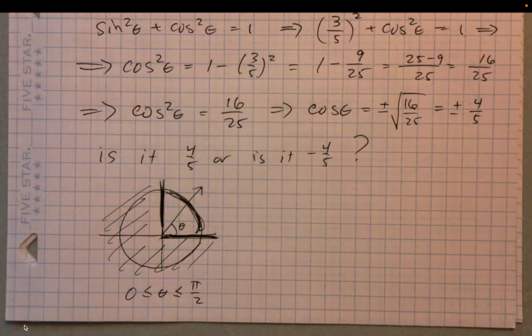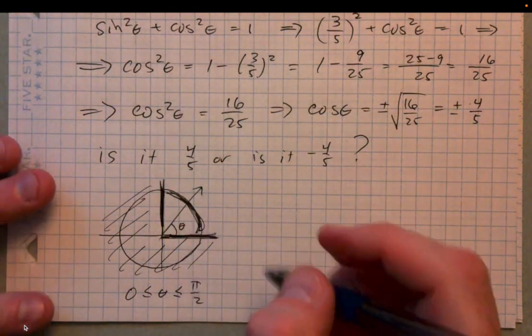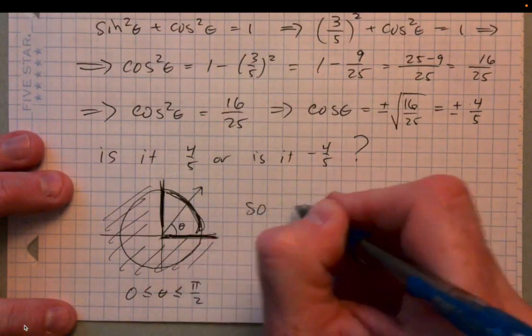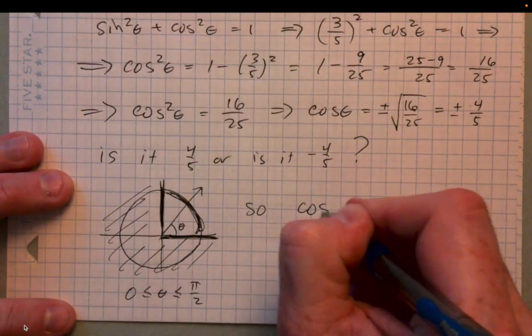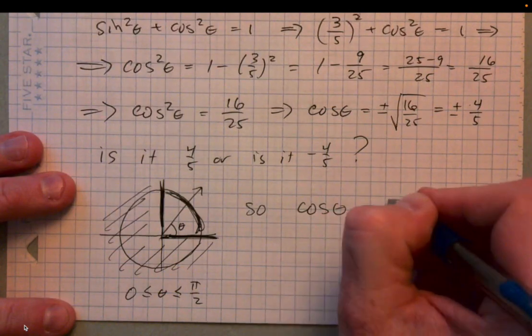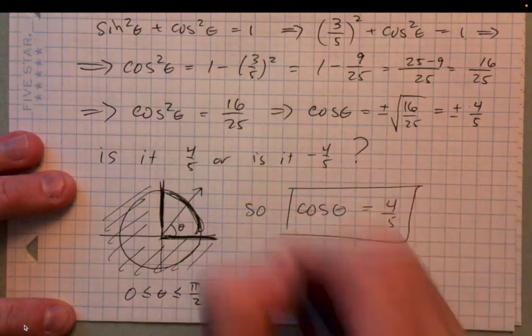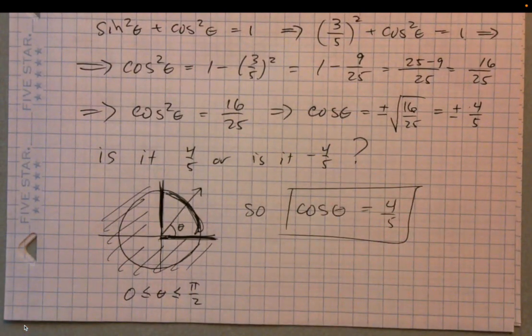Well, is cosine positive or is it negative over here in this quadrant? It's positive, right? Definitely positive. So cosine of theta must be equal to 4/5, right? Because we're in the first quadrant and cosine is always positive in the first quadrant. Okay?